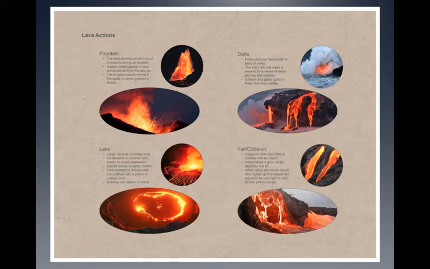Deltas are when lava enters a body of water, and it is usually shown and marked by a series of steam plumes and bubbles. And what happens when this happens is cinders and glass, which is limu o Pele, forms from these deltas, and that's what actually creates landmass.